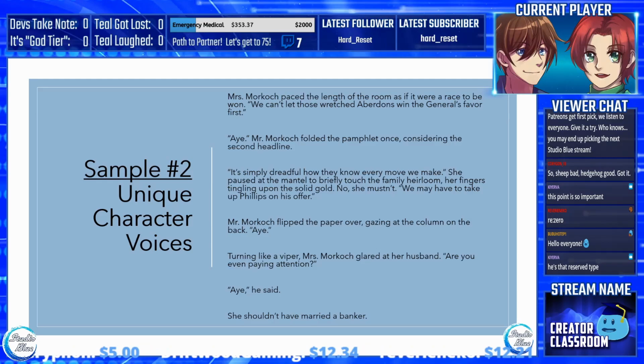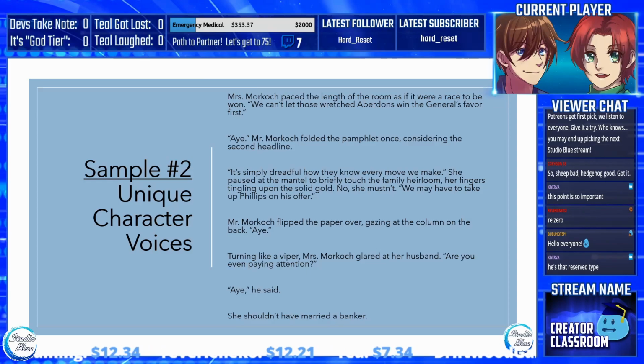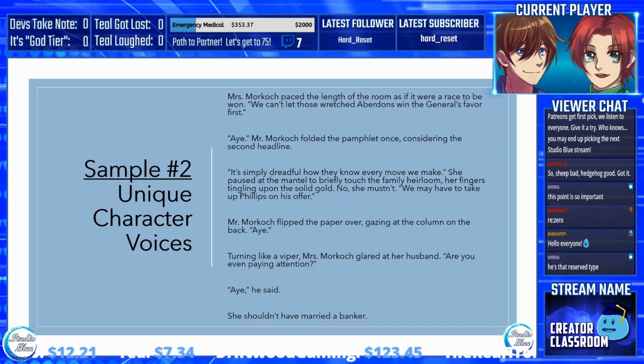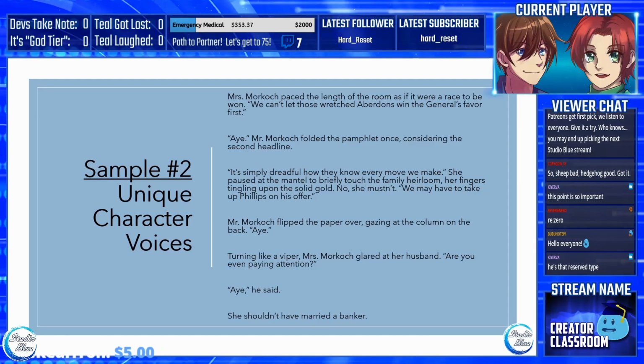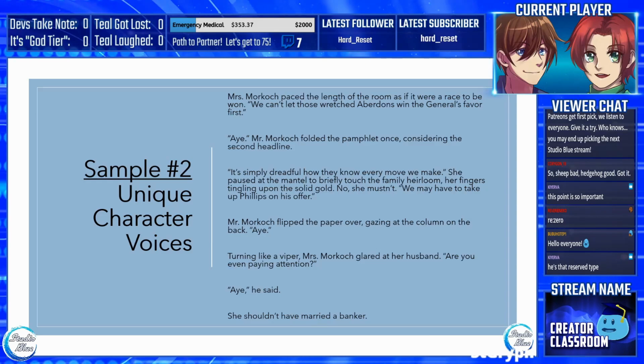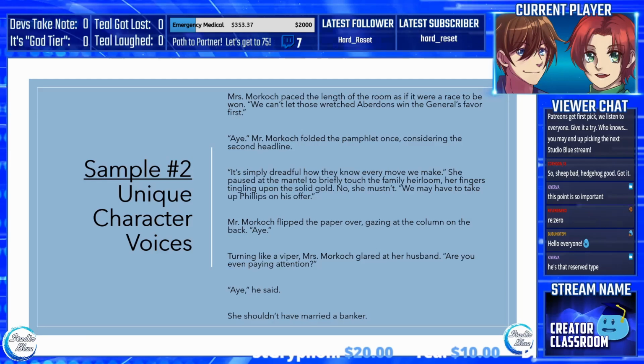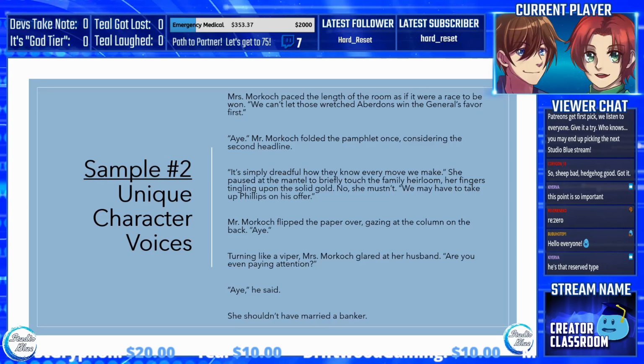Interesting word choice that you have, Mrs. Morak turning like a viper. Right. Because you immediately think of something nefarious. Yes. A viper has a negative connotation. It does. So it gives the impression that there's been some antagonism between the husband and wife. Absolutely. And that's the point. So you, just by reading that one word, are able to infer, there's that word again, inference, that there's not necessarily roses and candies in their marriage. Right. All right, moving on.